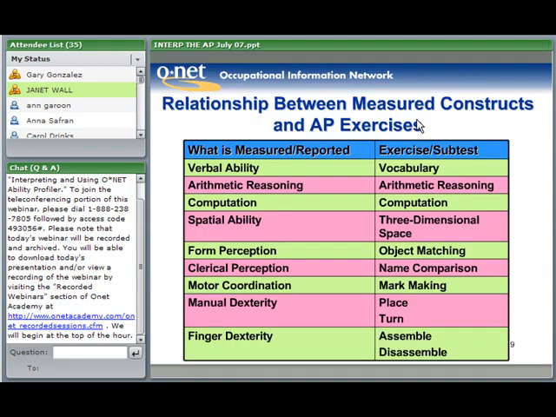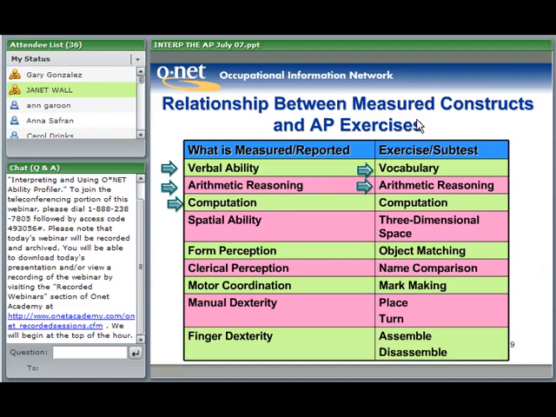And one thing that's important when we take a look at the score report for the Ability Profiler is the person is generally not getting the results on each of the subtests, but they are having reported back to them what is measured. And certainly those are linked to the various subtests. So what is measured and what you're going to see on the Ability Profiler score report is a person's results on verbal ability. And as we have said in the previous webinars, it's measured by the vocabulary subtest. Arithmetic reasoning by the arithmetic reasoning subtest.